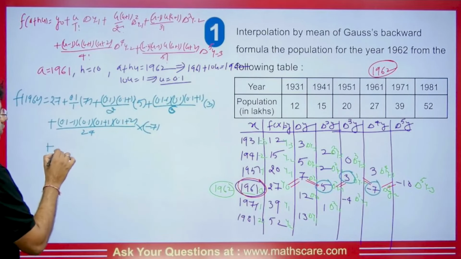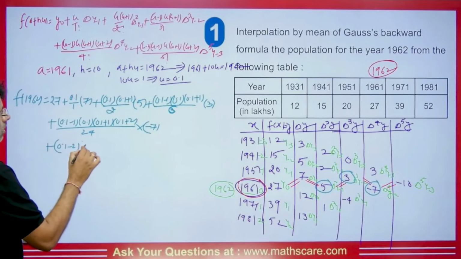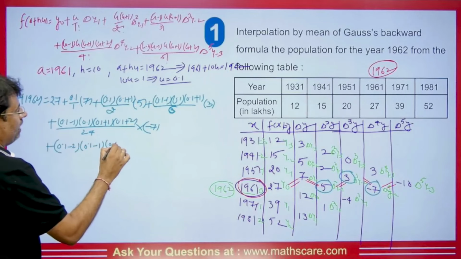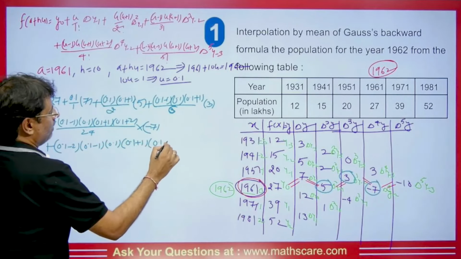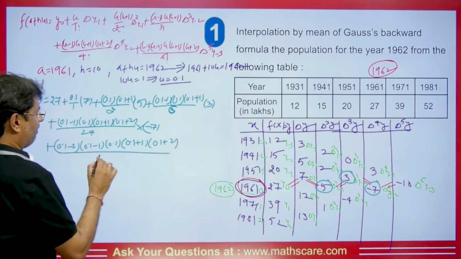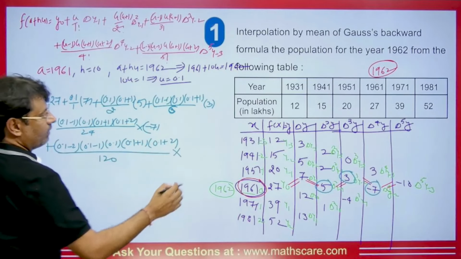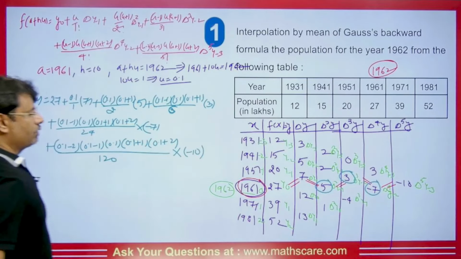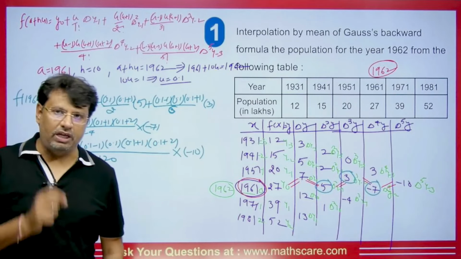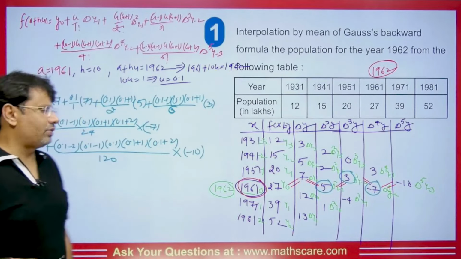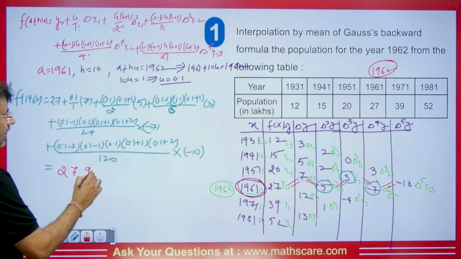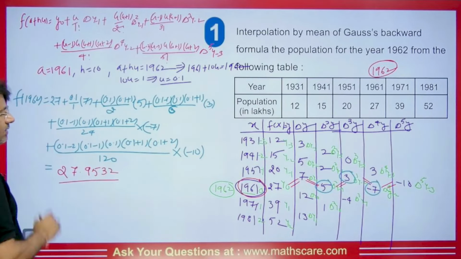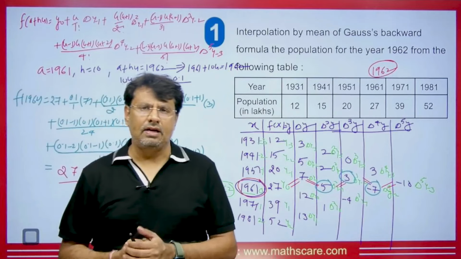And the next value will be, here it will be 0.1 minus 2, then 0.1 minus 1 and 0.1 into 0.1 plus 1 and 0.1 plus 2 divided by 5 factorial, that is 120 into, so here what we will get from this is minus 10. So we can get the value with the help of calculator. Understood? You have to use the calculator to find the value. So we will get the value 7.9532 here, right? This is the answer, okay?